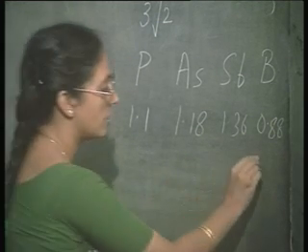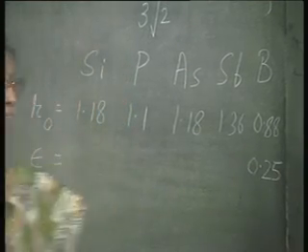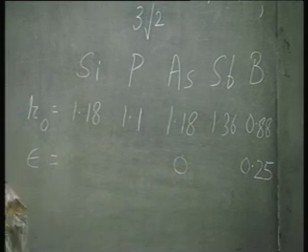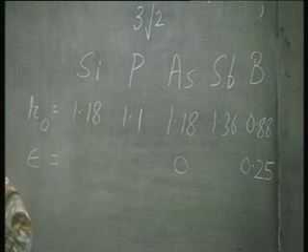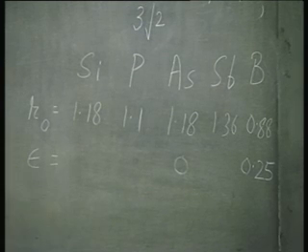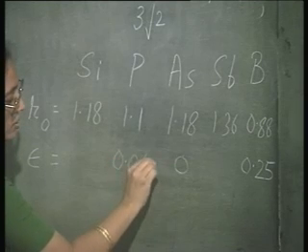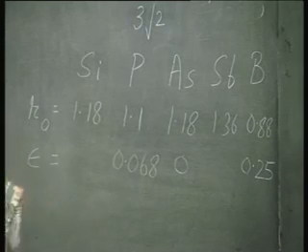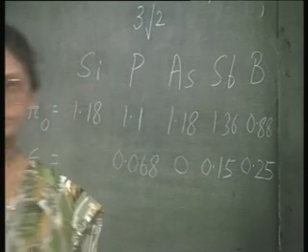So, epsilon for boron is actually 0.25. For arsenic on the other hand, it is 0. They have identical tetrahedral radii. For phosphorus also it is pretty small, about 0.068. For antimony it is about 0.15.